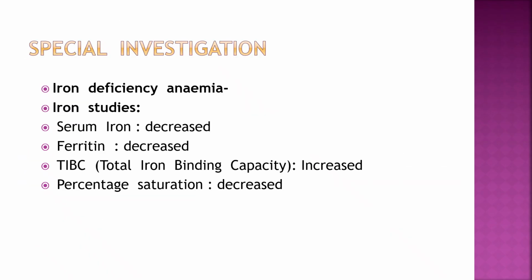Routine investigations like CBC, ESR, PCV, peripheral blood smear can be done, and then special investigations like iron studies for confirmation of iron deficiency anemia: serum iron, which is decreased in IDA, then ferritin decreased, TIBC, total iron binding capacity, increased in iron deficiency anemia, and percentage saturation is decreased.